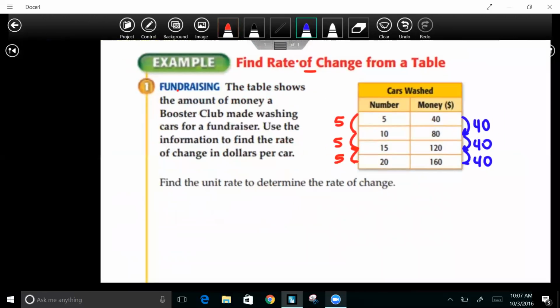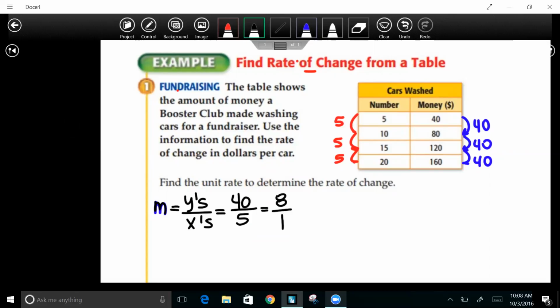To identify our rate of change, we always know the rate of change is the same thing as slope. So our slope is what? Y's over the x's, right? So what would be my ratio for my rate of change? 40 over 5. That is, for every $40, I have to wash 5 cars. Can that be reduced to what? 8 over 1.